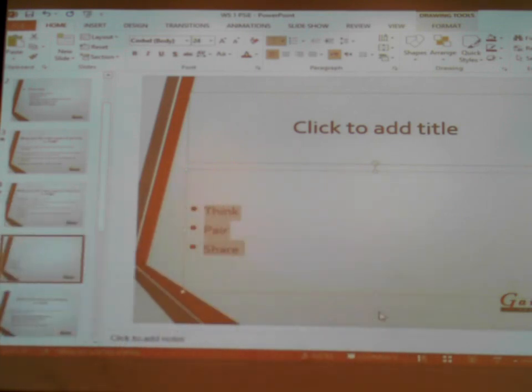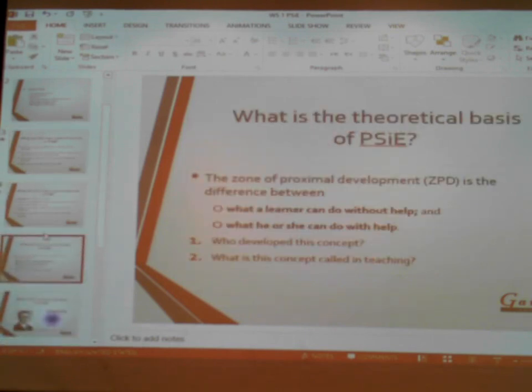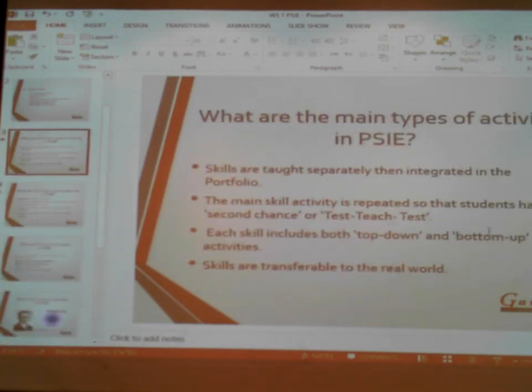Great. So, as we've just seen, when we looked at some of the information gap activities, we found out that skills are taught separately, then integrated in the portfolio, right?